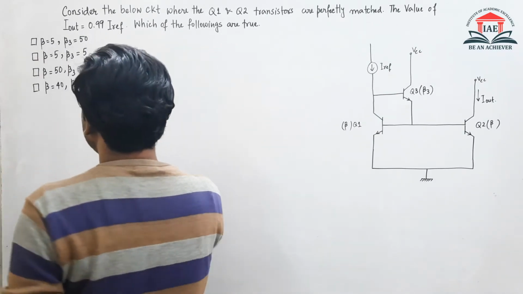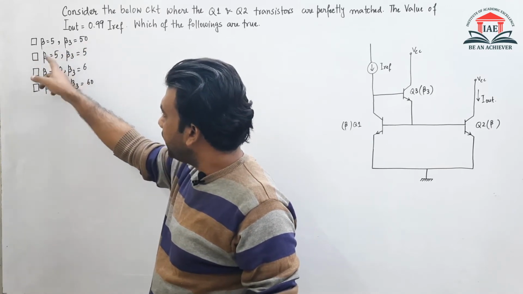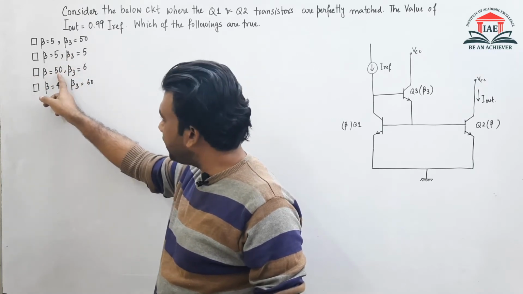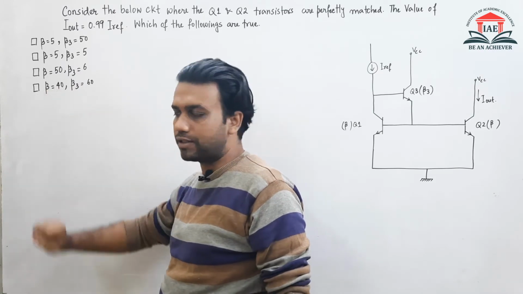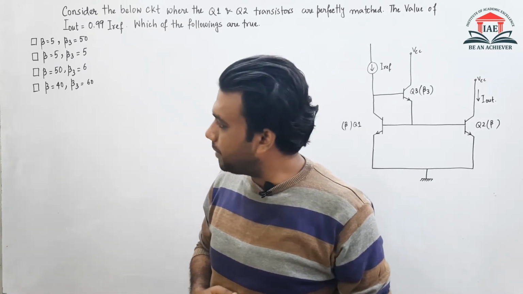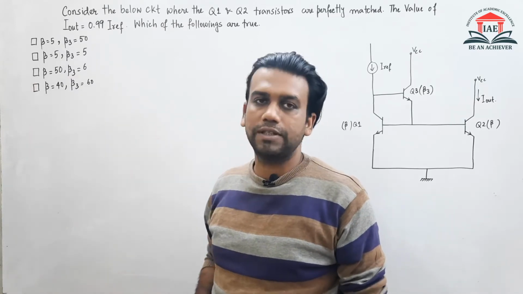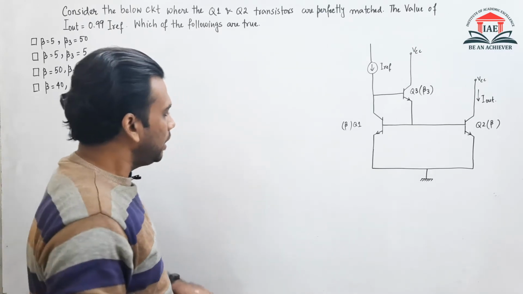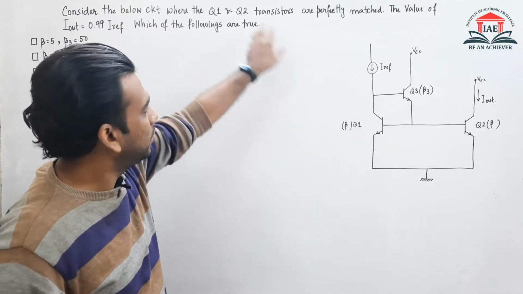Here you can see the options with checkboxes: beta equals 5 and beta 3 equals 50, beta equals 5 and beta 3 equals 5, beta equals 50 and beta 3 equals 6, and beta equals 40 and beta 3 equals 60. So for the upcoming GATE examination, whenever you see a checkbox in the option, it is a multiple selection question. So actually this is a multiple selection question. You have to find which of the options are correct for this given data.